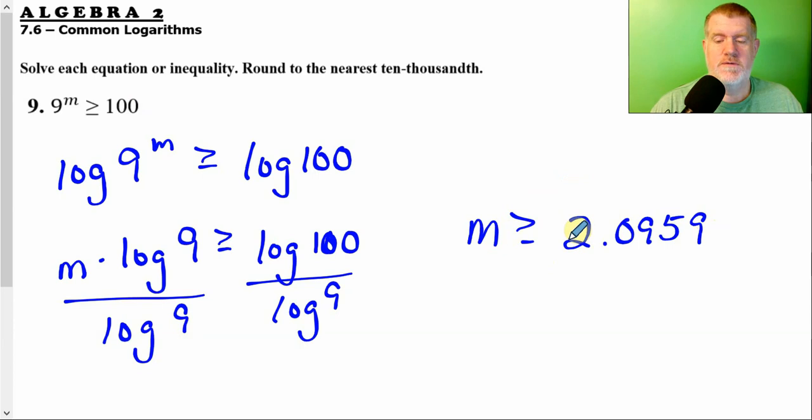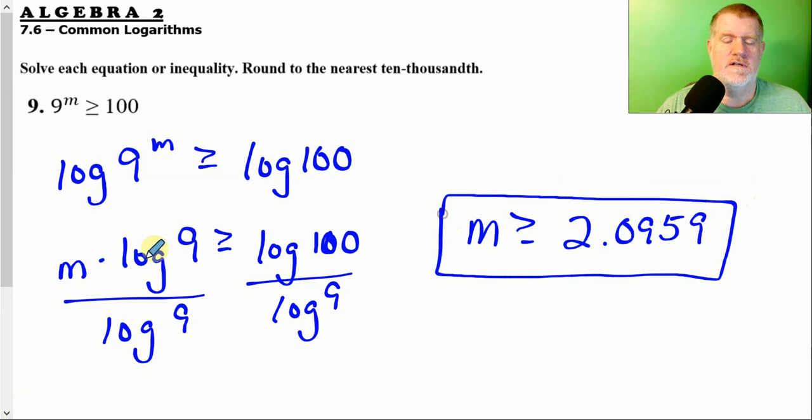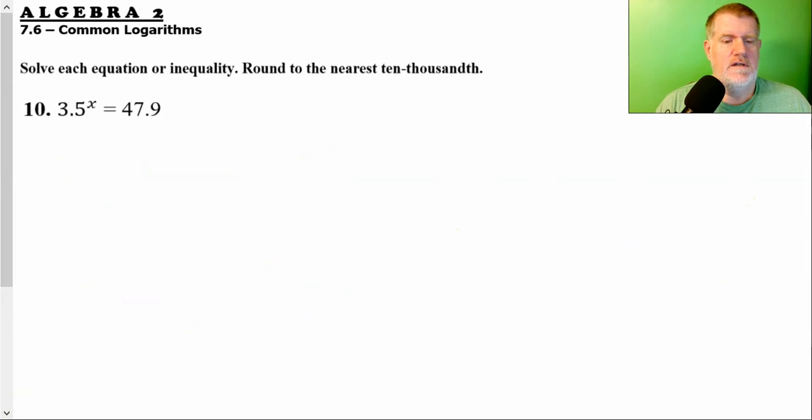And again, check a number, see if it makes sense. So m has to be bigger than 2. So give me a number bigger than 2.0959. How about 3, right? If 3 is correct, 9 to the 3rd is definitely bigger than 100. 9 times 9 times 9, you're talking about 81 times 9. Definitely bigger than 100. Hence, our answer is this. All right. Get the idea?